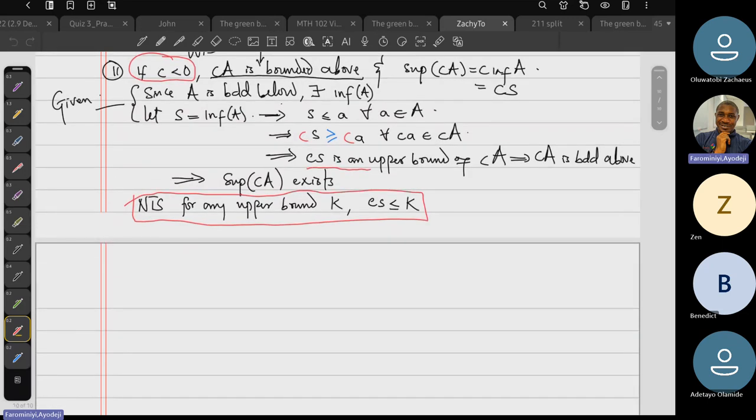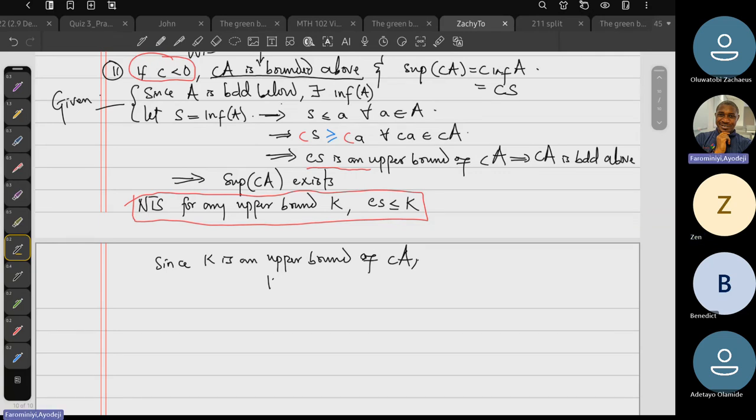So how do we do that? Very simple. We use the same trick we used before. What does it mean for K to be an upper bound? So since K is an upper bound of CA, what does that tell us about K? K is included in CA. Yes.